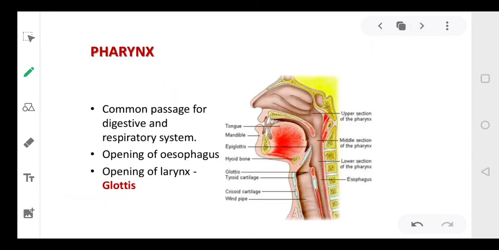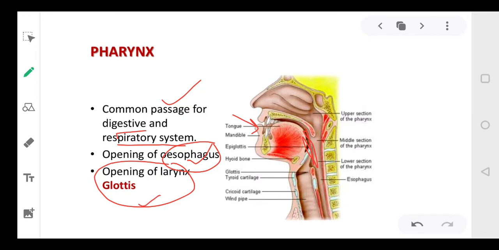Now see the location of the pharynx here. Here is your mouth. In your mouth you will have your teeth and tongue, and this opening, or you can say this portion, will be your pharynx. So it is a common passage for the digestive as well as the respiratory system. It is the opening of the esophagus and the opening of the larynx. So the esophagus is for your digestive system, and the glottis is for your respiratory system. Okay, so pharynx is basically a common passage for both of them.